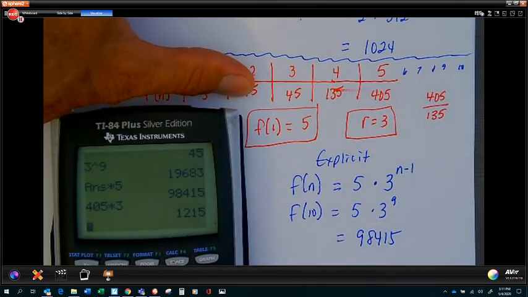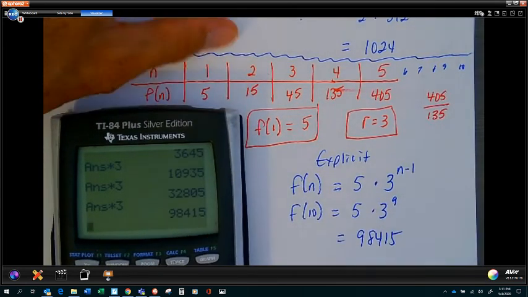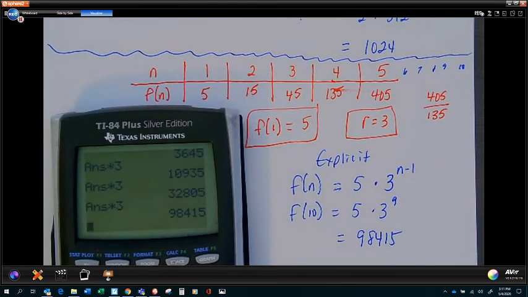Now, if you use the previous one for the recursive, we do 405 times 3, then we get that. That's the 6th term. Times 3 would give us the 7th term. Times 3 would give us the 8th term. Times 3 would give us the 9th term. Times 3 would give us the 10th term. So you can do it either way, but the explicit is faster if you want to get there and just plug it in the formula.